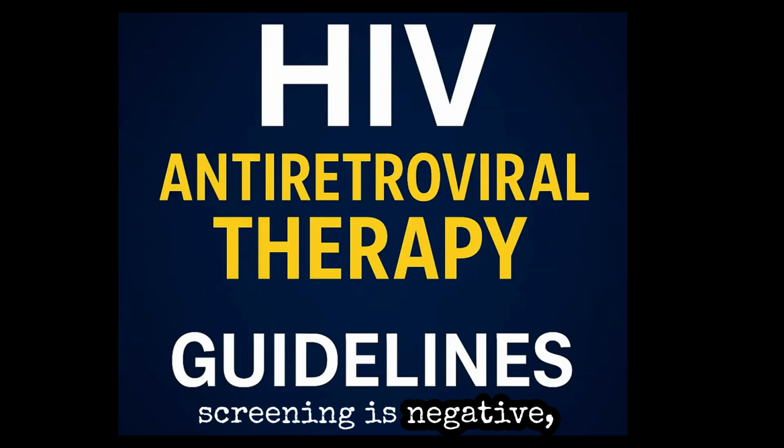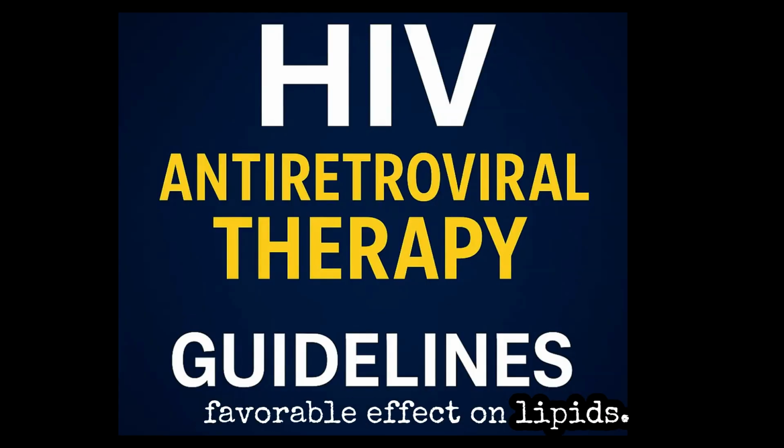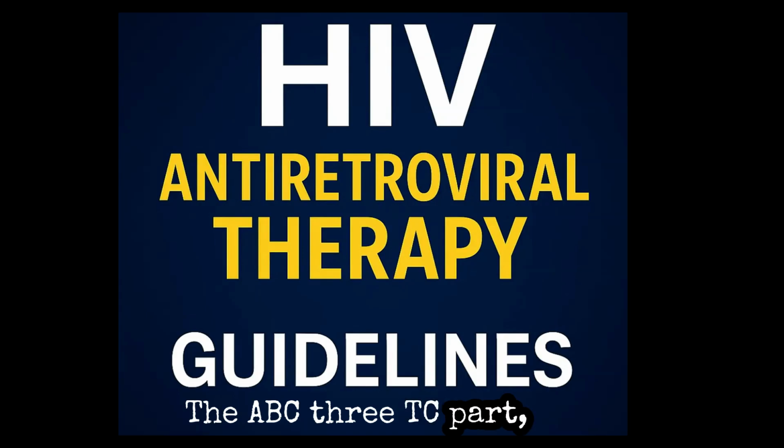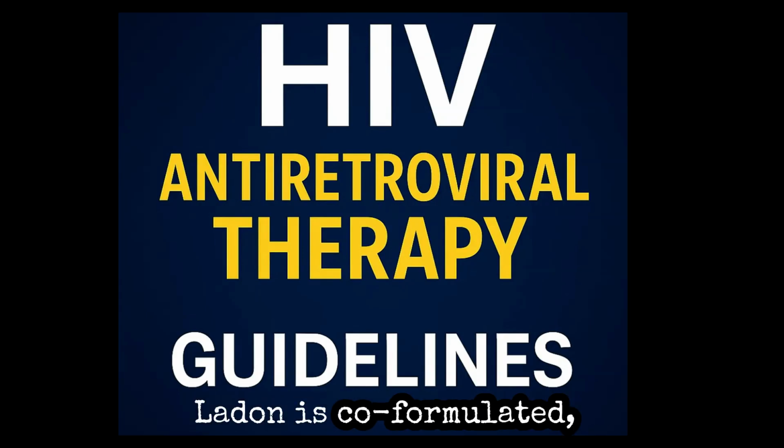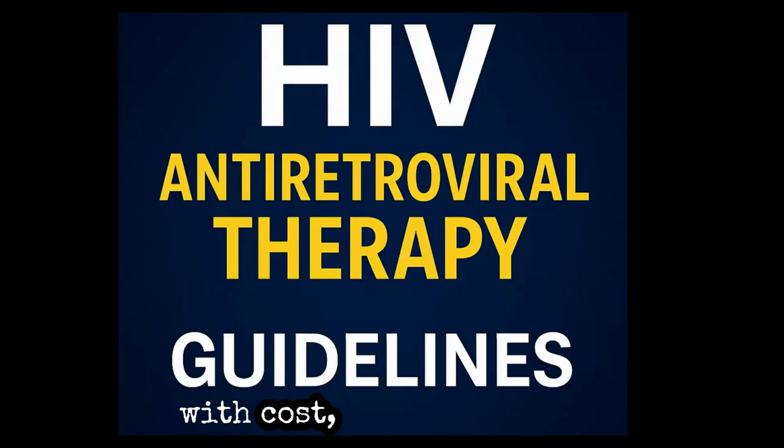Right, that's non-negotiable then. Assuming the screening is negative, what are the upsides of Triumeq? Well, dolutegravir, like bictegravir, also has that high resistance barrier, no food requirement, minimal CYP3A4 interactions. It also tends to have a favorable effect on lipids. The ABC/3TC part, abacavir, is co-formulated, and importantly, generic versions are available, which can help with cost. And abacavir itself doesn't cause kidney problems, which can be an advantage in certain patients.